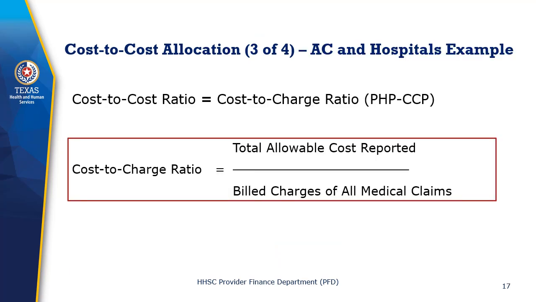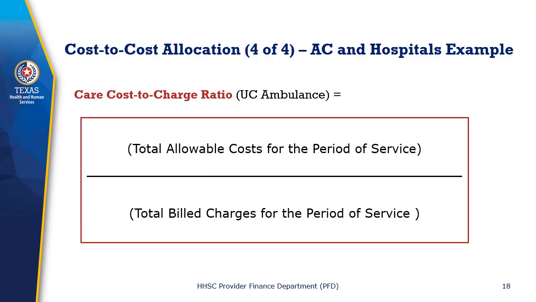For PHP-CCP cost reports, cost-to-cost ratio is called cost-to-charge ratio. A provider's reported costs are allocated to the Medicaid program based on a cost-to-charge ratio. The cost-to-charge ratio is calculated as the total allowable cost reported for the service period as the numerator over the billed charges of all claims for the service period as the denominator. This ratio is applied by multiplying by the total charges of charity care claims to get the total allowable cost for charity care for the cost report.